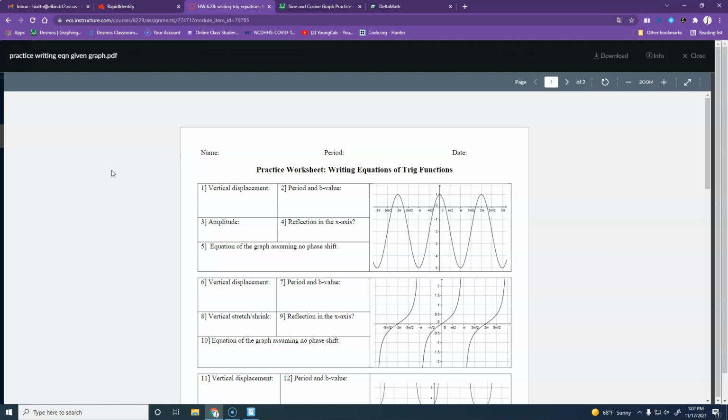Okay, so cosine written down here. Cosine has a maximum. So for cosine, you would move it up or down from the midline. You have to move it right or left, and then from there, you can tell that it hits the midline on the y-axis.